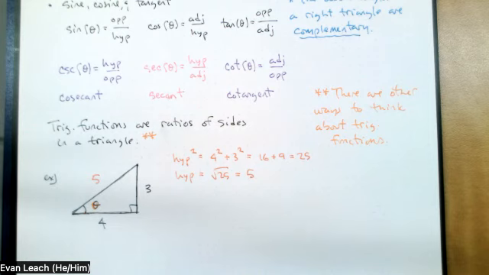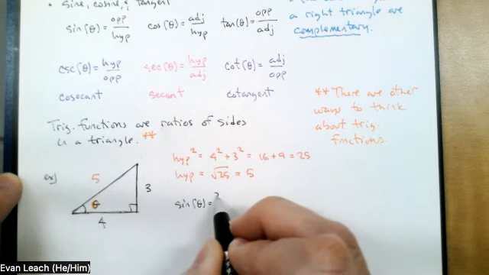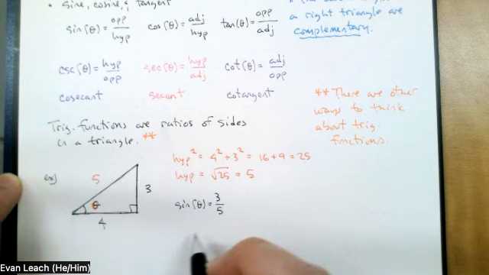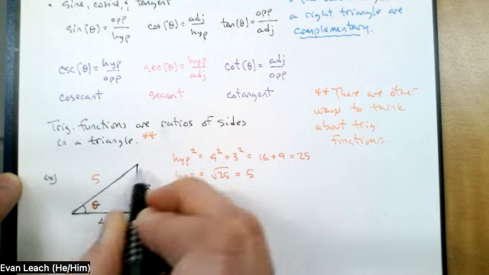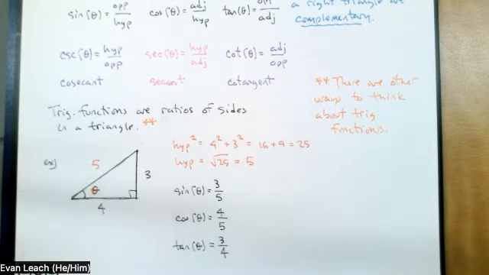I'm going to put theta in the normal place that we put theta. So I could write sine of theta is 3, the opposite, over 5. Cosine of theta is adjacent 4 over hypotenuse 5. Tangent of theta is opposite 3 over adjacent 4. We're just using trig functions on the sides of the triangle to figure out trig functions of the angle. The trig function of an angle will represent a ratio of sides.